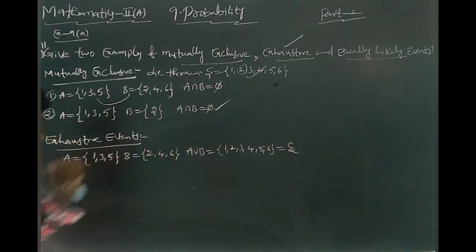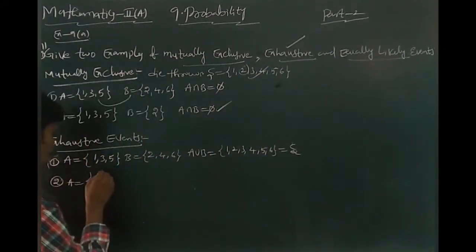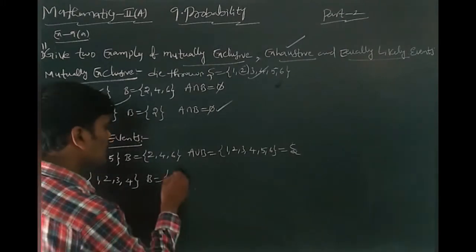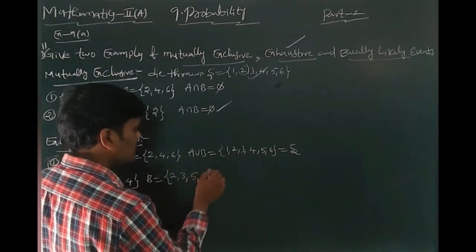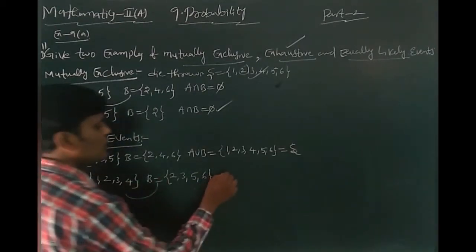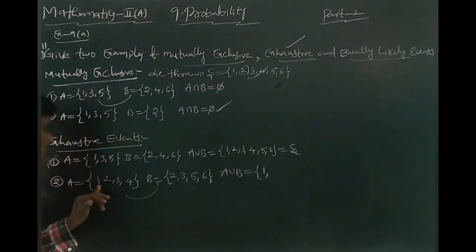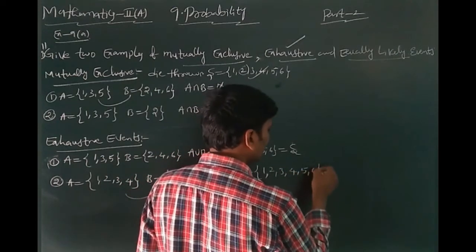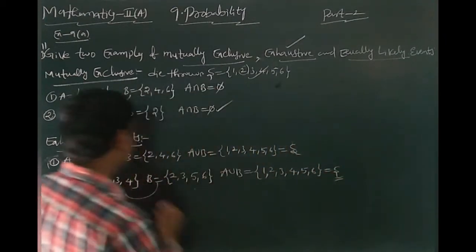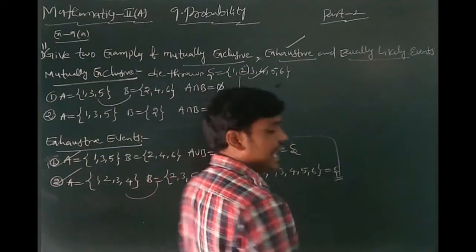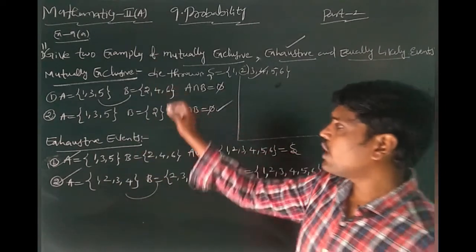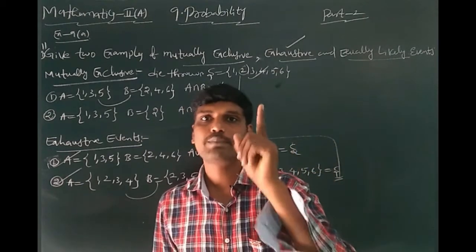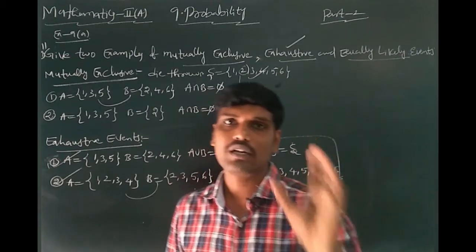This is one example. Take A as any one event, say 1, 2, 3, 4. A is the event. Next take B event as 2, 3, 5, 6. Then the union of these two is 1, 2, 3, 4, 5, 6, which is the sample space. Then these two are examples of mutually exhaustive events. Only one experiment I can define, that is one die is rolled or thrown.